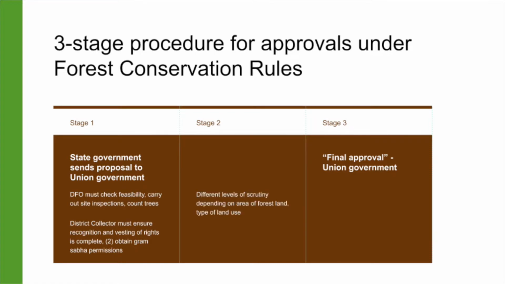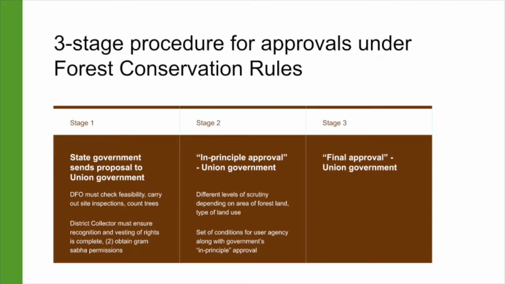Depending on the amount of forest land in question and the type of land use proposed, different types of proposals go through different levels of scrutiny, at the end of which the central government decides to grant or not grant its in-principle approval. This in-principle approval is given along with a set of conditions that the user agency must fulfill. In the third stage, a proposal receives the central government's final approval.